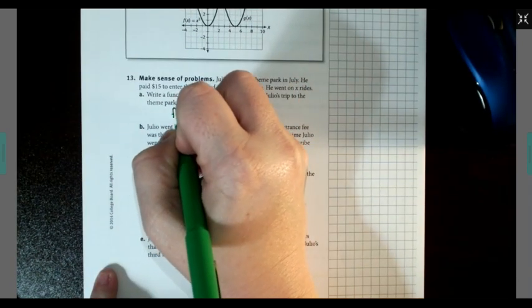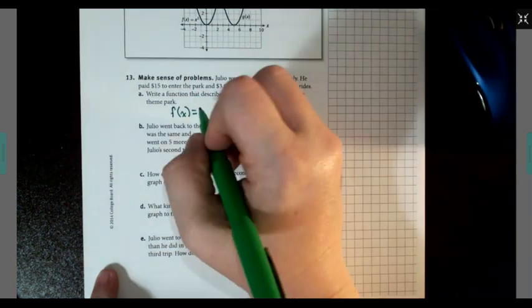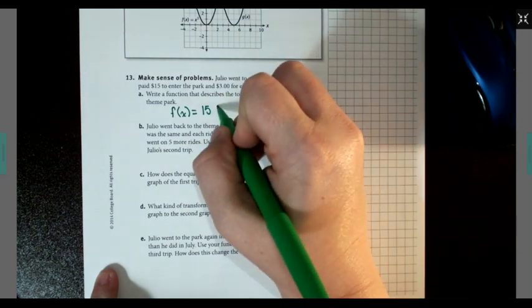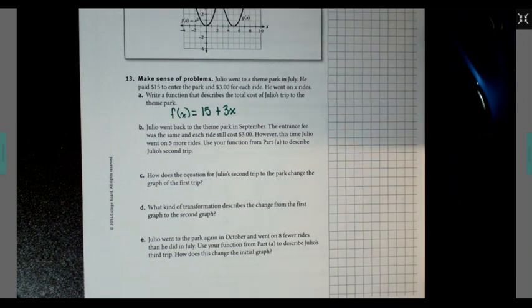Well, we'll call it f of x. And we know that he paid $15 to enter the park and $3 for each ride, and x represents the number of rides.